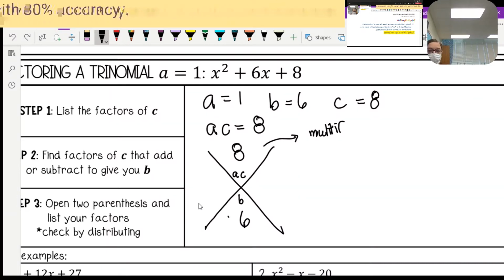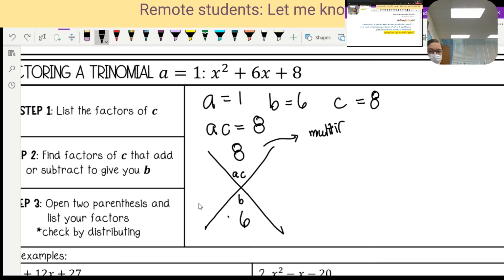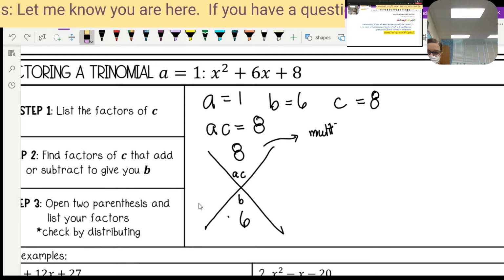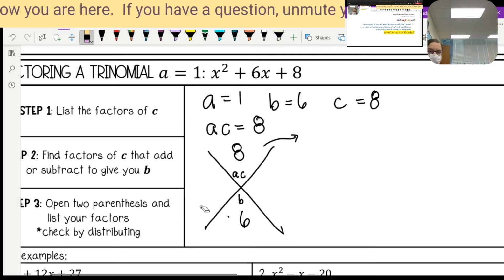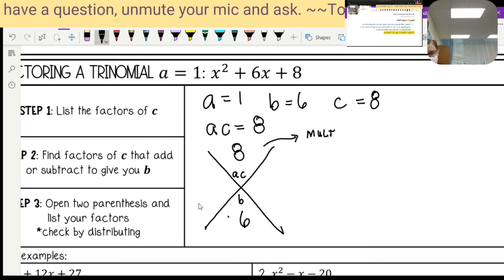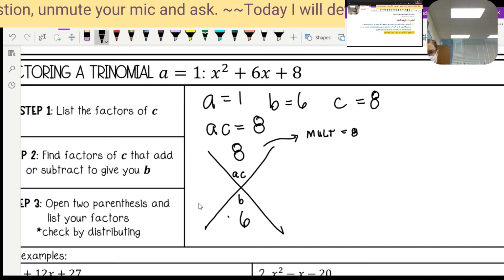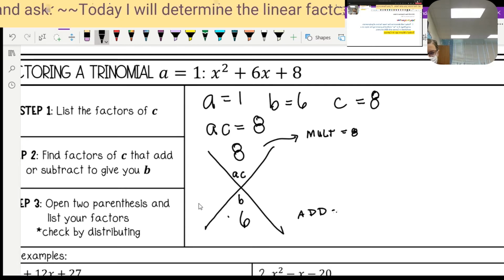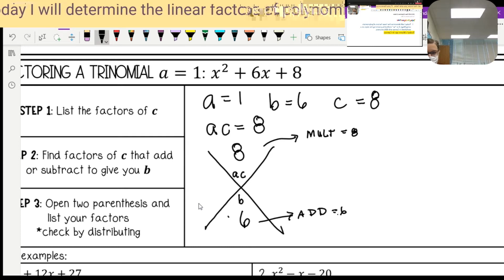So we've identified A is 1 because there's no coefficient shown, and so we assume it is 1. We found our B is 6, our C is 8. A times C is 8, because 1 times 8 is 8. Then we're looking for two numbers that multiply together and equal 8, and two numbers that also add and equal 6, okay, based on this.